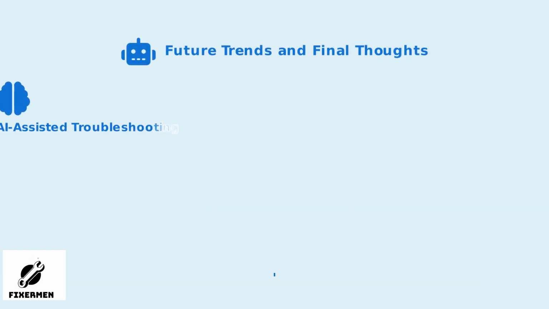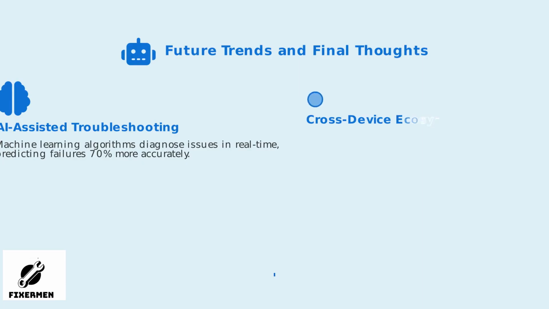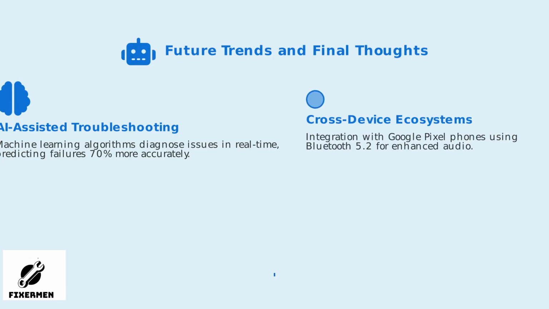Looking ahead, the future of Nest Cam's speaker fixes involves advanced AI-assisted troubleshooting, where machine learning algorithms diagnose issues in real time and predict failures with 70% greater accuracy. Cross-device ecosystems will enhance audio through integrations like Google Pixel phones using Bluetooth 5.2.